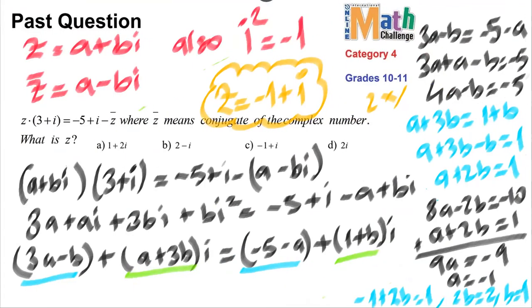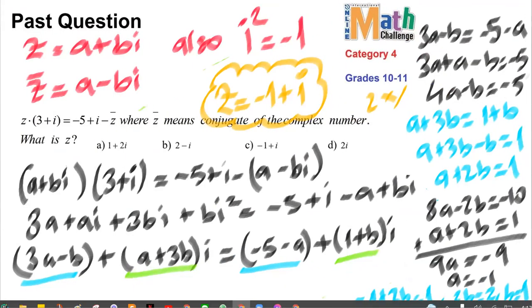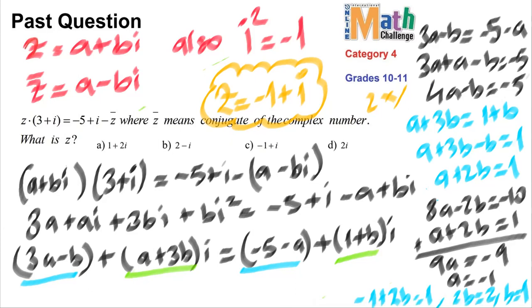For the final question from category 4, it's about complex numbers. So first, let's remember what a complex number is. If Z is a complex number, we have a real part and an imaginary part, and the imaginary part always comes with I. We also have this relation: if you multiply I by itself, the result is -1. So I squared is -1.